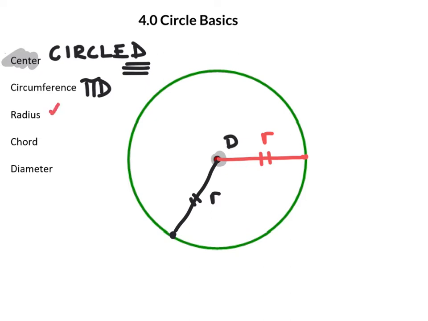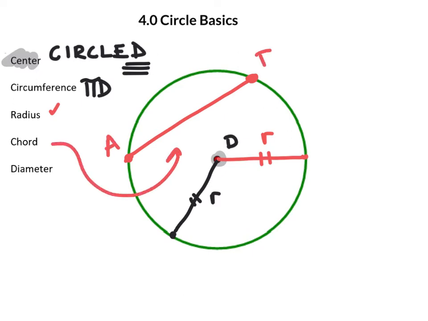So we know radius. Now, a new one that you may not know is chord. And a chord is a segment that begins on the circle and ends on the circle. So it is a segment, just as this is, and both of its endpoints must be on the circle itself, is known as a chord.